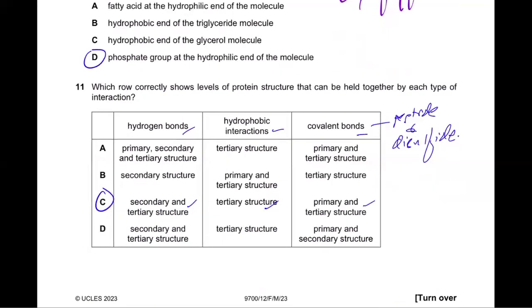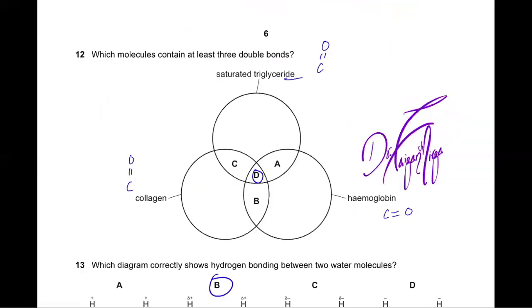Which row correctly shows the level of protein structure that can be held together by each type of interactions? We know hydrogen bonds are present in secondary structure. So yes, secondary structure and tertiary structure can both be the answer. Hydrophobic interactions, tertiary is good. Covalent, we know peptide and disulfide are the only two type of covalent bonds present, and they are present in the primary, tertiary, as well as quaternary structure if the quaternary structure is there. So the answer that comes out to be will be same.